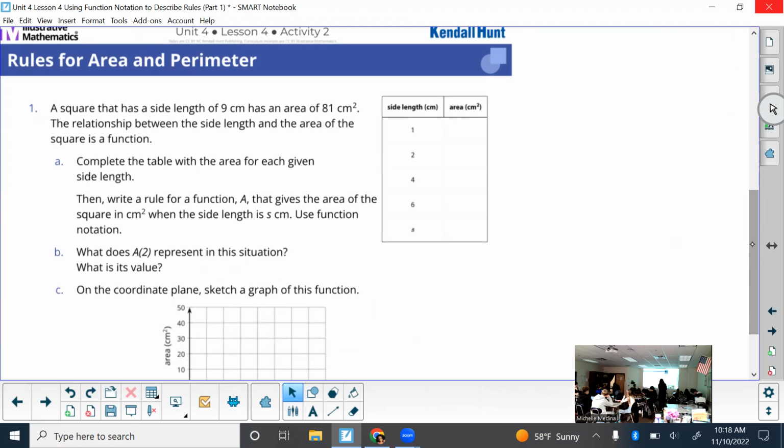A square has a side length of 9 centimeters and an area of 81 centimeters squared. The relationship between the side length and the area of the square is a function. We're going to complete the table with the area for each given side length. So what do we know about squares? Yeah, 4 sides. Anything else special about squares?